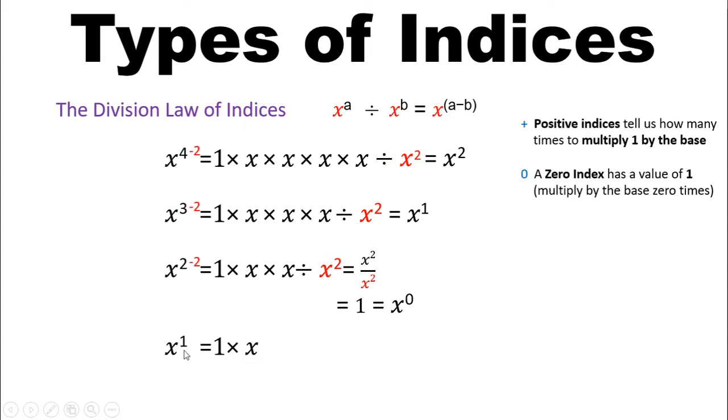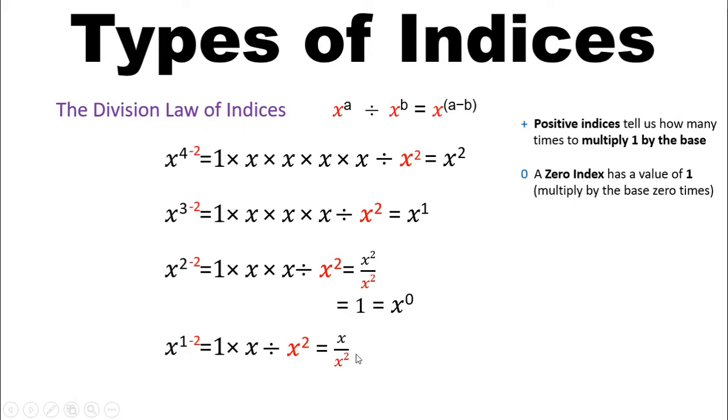Here's our interesting one. We want to get to negative indices. If I take 2 away from my index of 1, that will give me a negative index of -1. In order to take 2 away from this index, I need to divide by the base twice, or divide by the base squared. So here I've got 1 times x divided by x squared. 1 times x is x over x squared. Now I can simplify this fraction.